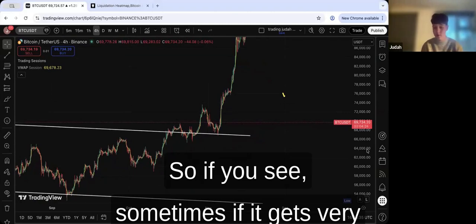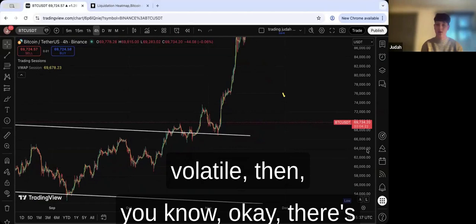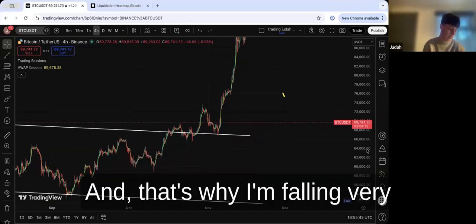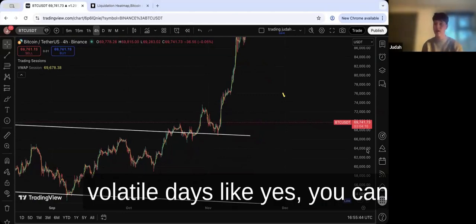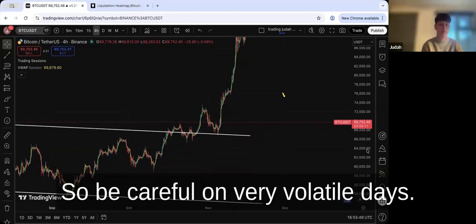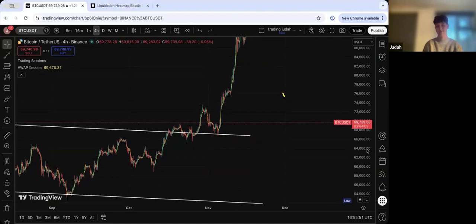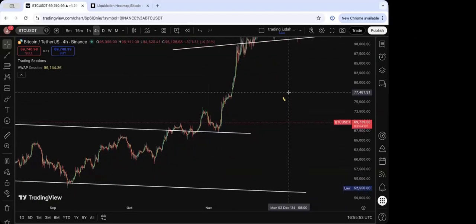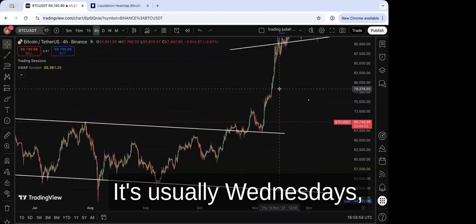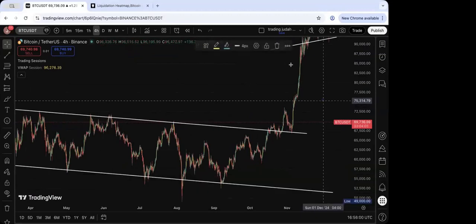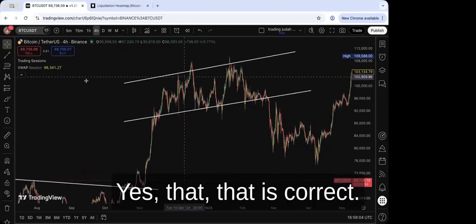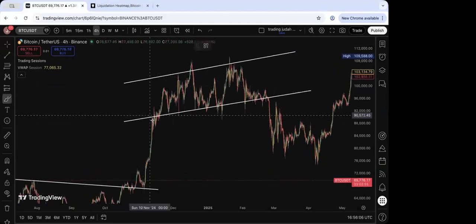If it gets very volatile, then you know there is a chance something is happening right now. On very volatile days, yes, you can make a lot of money, but you can lose a lot of money as well. So be careful on very volatile days. Typically it's usually Wednesdays, Fridays, sometimes Mondays. So yes, that is correct.